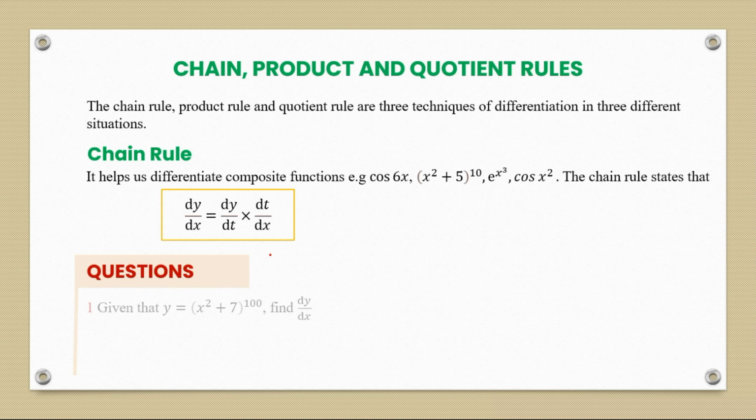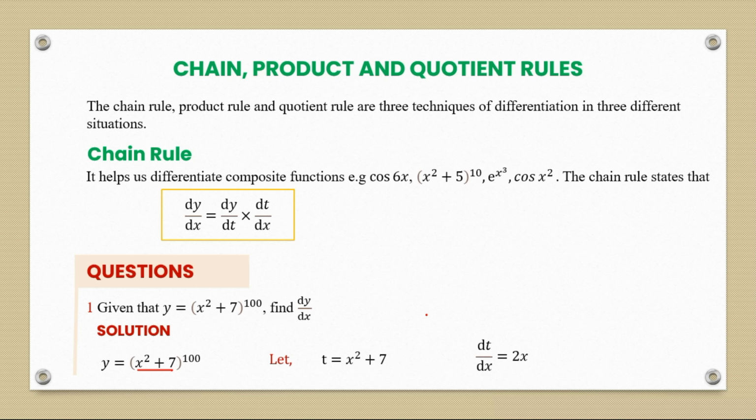Alright, so let's look at a question. We're being told, given that y is equal to (x squared plus 7) to the power 100, find dy/dx. This is an example that you can already clearly see requires the chain rule. The first step is that we can see y is equal to that bracket, x squared plus 7, to the power 100. So we're going to let t represent the value inside the bracket. We represent this value using a different variable, so we let t be equal to x squared plus 7.